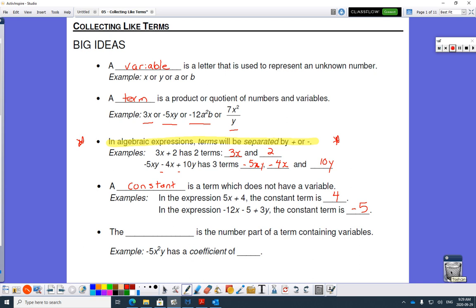Maybe you've seen this word before. They usually do this word in elementary. Coefficient. That's a less explanatory word. That word isn't as obvious. It's just a word you have to know. And here, negative 5x squared y has a coefficient of negative 5.